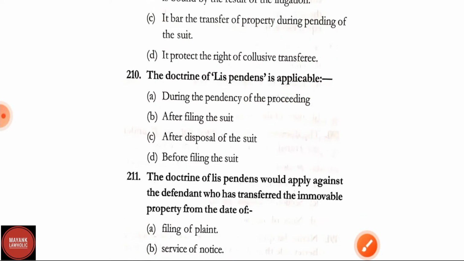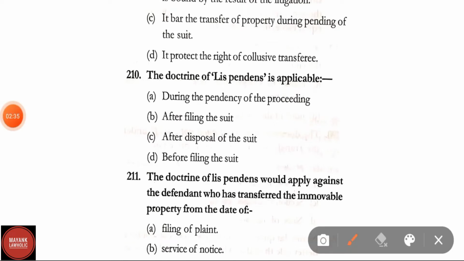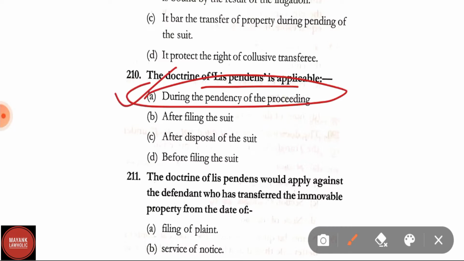Question number 210. The doctrine of lis pendens is applicable during the pendency of the suit, after filing the suit, after disposal of the suit, before filing of the suit. Correct answer is option A, that is during the pendency of the proceeding.